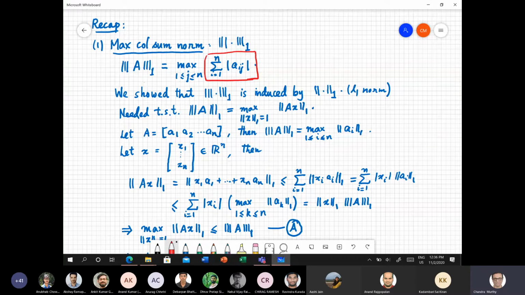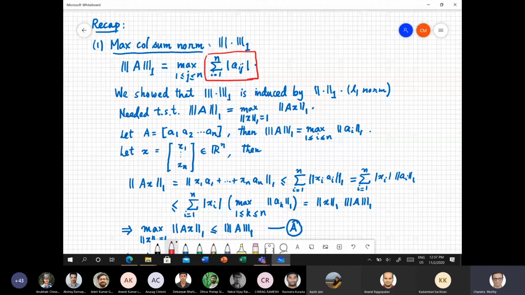And there are 2 ways to show that this is indeed a matrix norm. The first way is to go from first principles, start with the definition of the matrix norm and show that it satisfies the properties we need for something to be a matrix norm, namely non-negativity, positivity, homogeneity, triangle inequality, and submultiplicativity. That's 5 properties, but non-negativity and positivity are lumped as the first property. That is the first way.